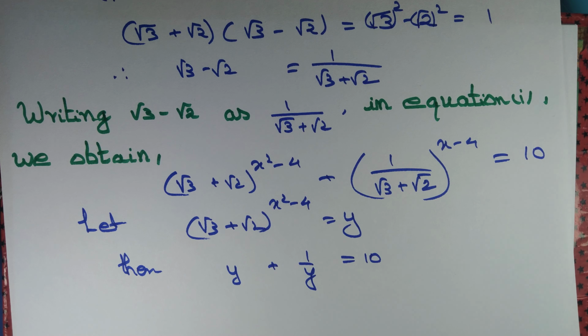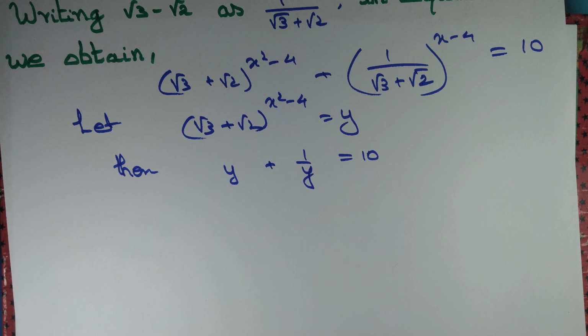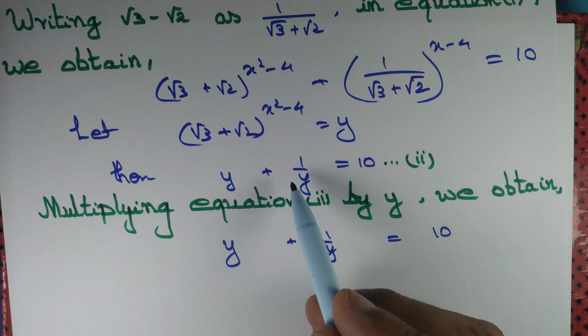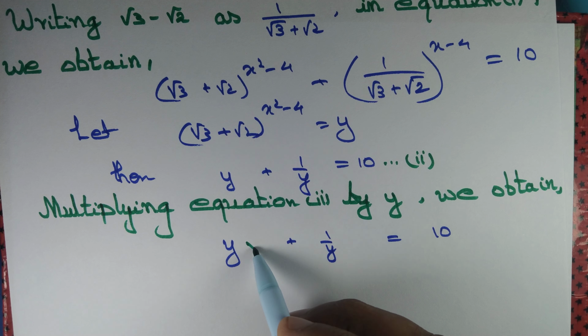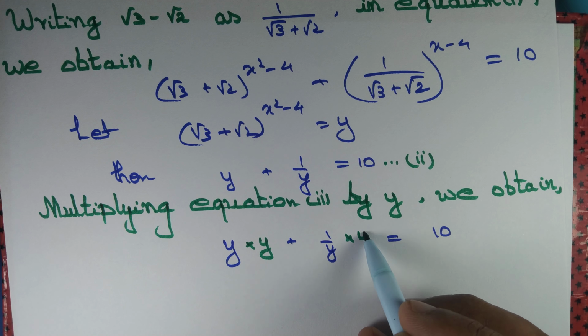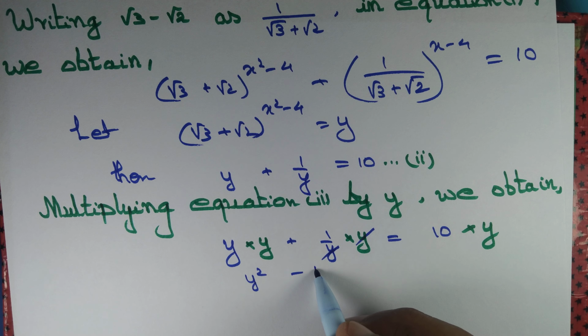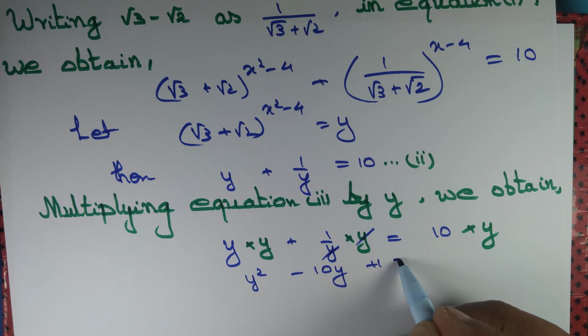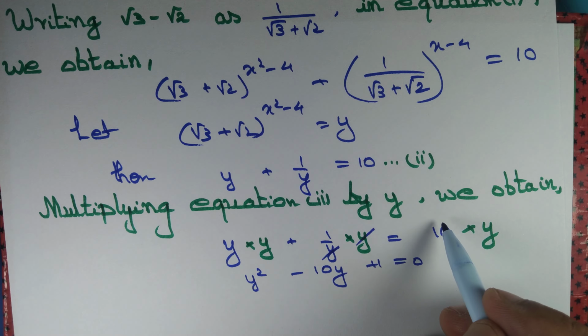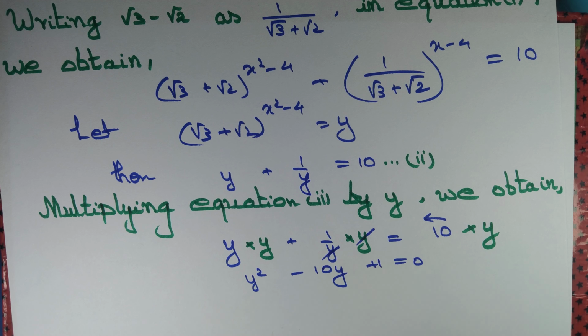Let's multiply throughout by y. So we multiply equation 2 by y. You see, y gets cancelled. Of course, y cannot be 0 here. So we obtain a quadratic equation. We take 10y to the left hand side. So we get y square minus 10y plus 1 equal to 0.